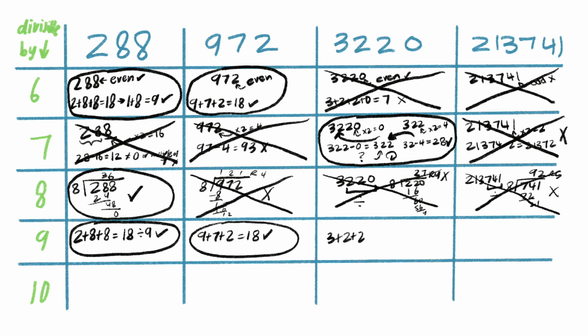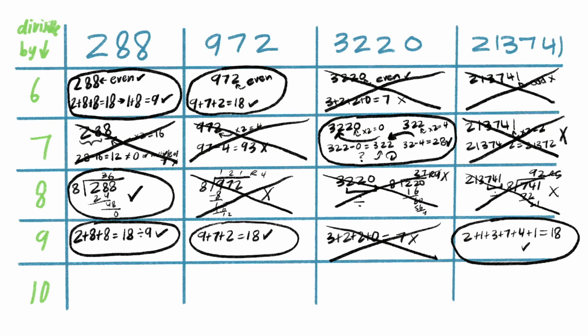Hopefully you found out that 3,220 is not divisible by 9, since 3 plus 2 plus 2 plus 0 equals 7 instead of a multiple of 9, and 213,741 is because 2 plus 1 plus 3 plus 7 plus 4 plus 1 is equal to 18.